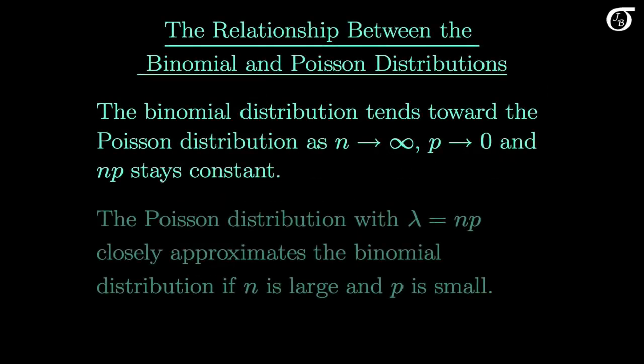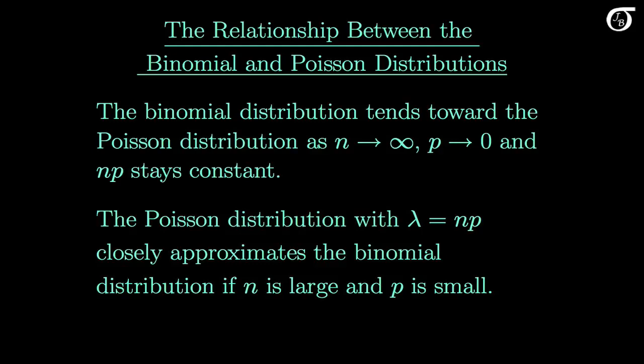There is an important relationship that sometimes helps us determine whether a random variable has a Poisson distribution. The binomial distribution tends toward the Poisson distribution as n tends to infinity, p tends to 0, and n times p stays constant. For us at the moment, the important bit is that the Poisson distribution with lambda equal to n times p from the binomial distribution closely approximates the binomial distribution if n is large and p is small.